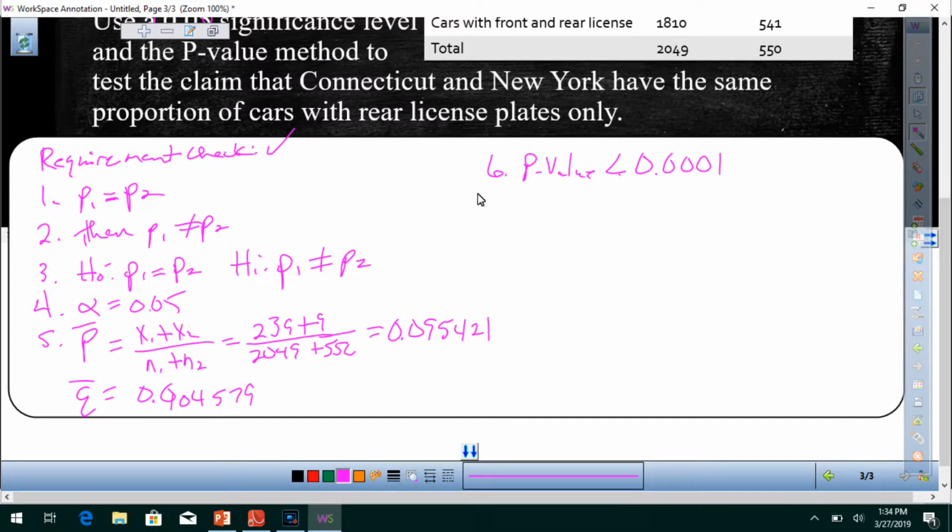All right, and our alpha is 0.05. So p-value is less than alpha. So we reject the null hypothesis. All right, so that's number 7.